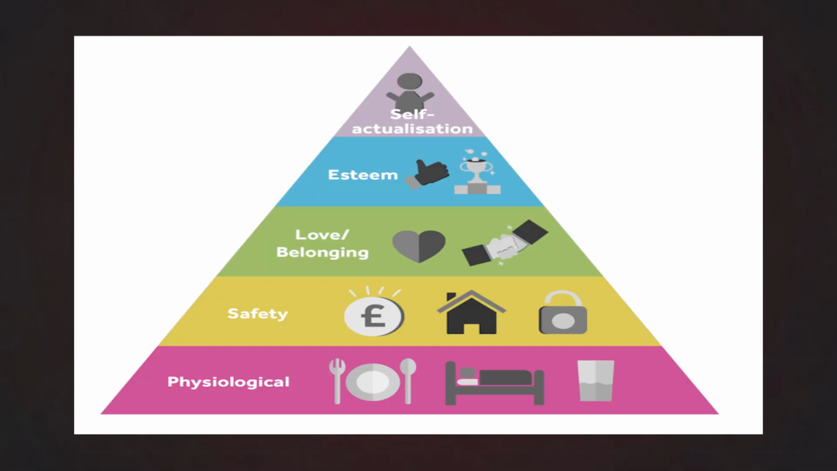Maslow asserts that the needs in the hierarchy are arranged in a priority order, with the most basic needs to be satisfied first. The basic human needs identified by Maslow, in ascending order of importance.